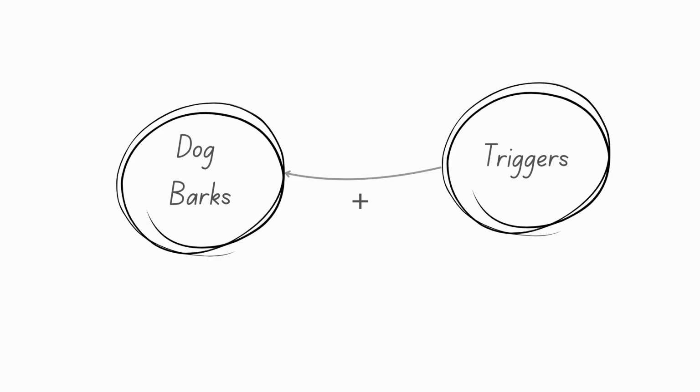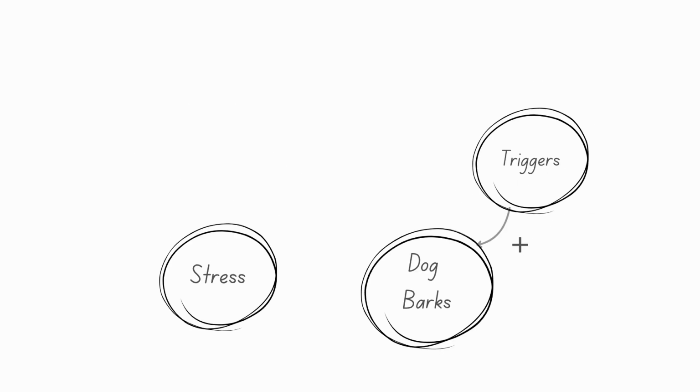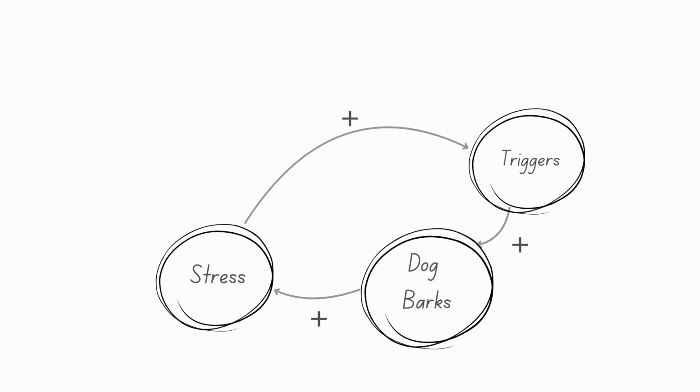So let's add a third variable, stress. Draw an arrow from dog barks to stress. And again, put a plus sign. More barking equals more stress.